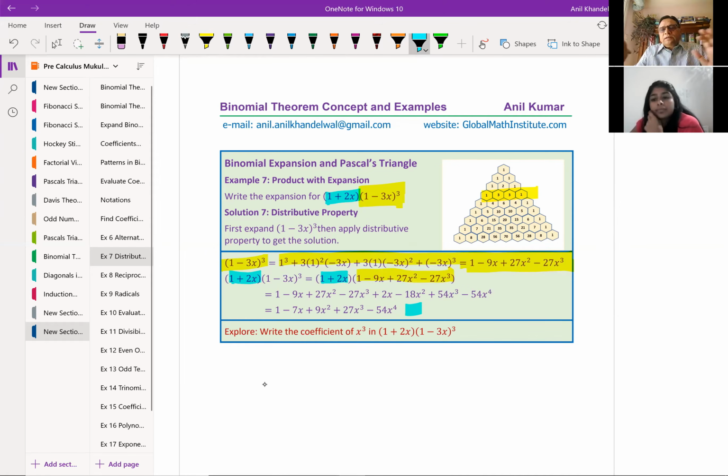So if there are two different kinds of terms, you may have to apply the distributive property and expand as we have done in this particular example. Is that clear? Okay. So with the 1 minus 3x to the whole cubed, is the fastest and most efficient way using Pascal's triangle and subbing the values back in?